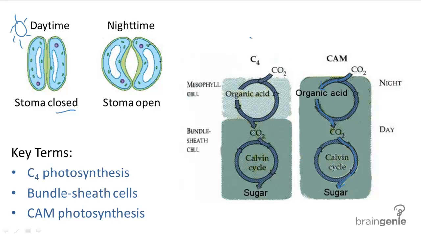So you can see from the comparison of the C4 and CAM plant cycles that they both have an extra cycle beginning with CO2 to convert into an organic acid, which converts back into CO2 for the Calvin cycle to use. The difference is that C4 plants have two different sites in which these cycles occur, the mesophyll and the bundle sheath cell, whereas CAM plants have two different times in which these cycles occur, which is the night and the day.